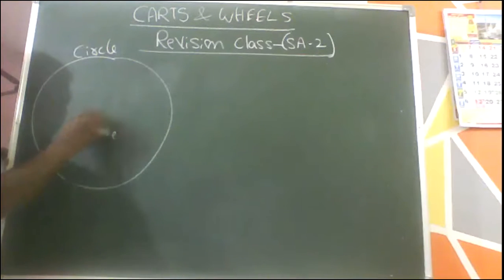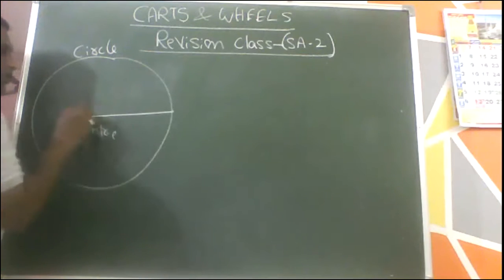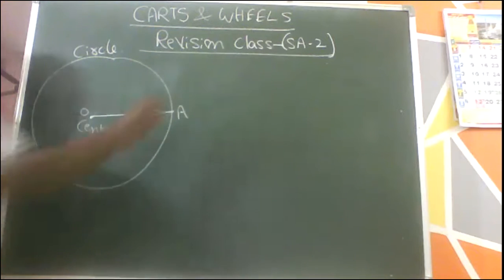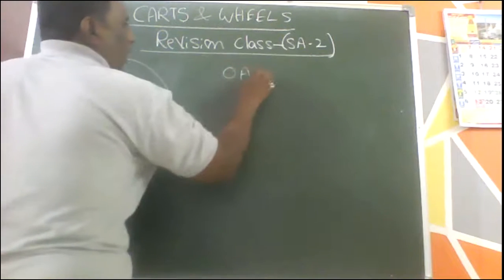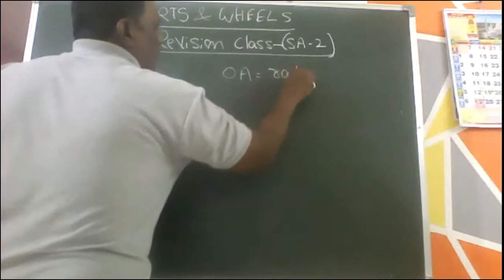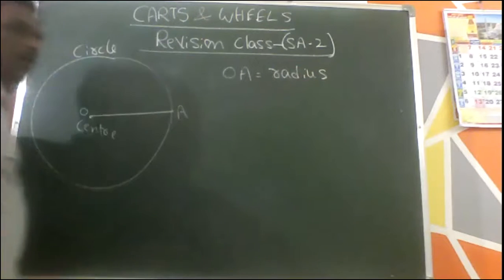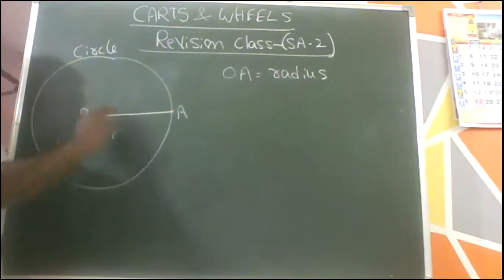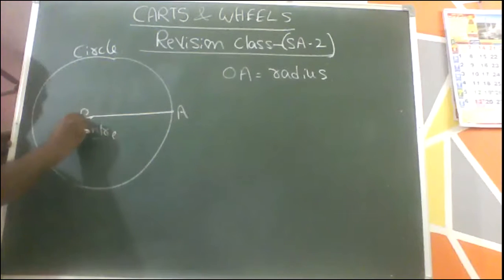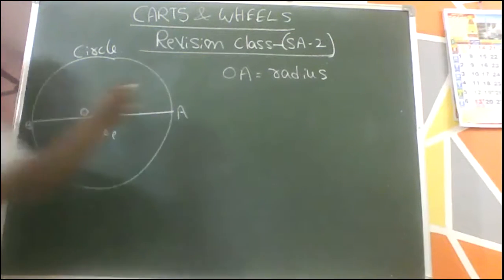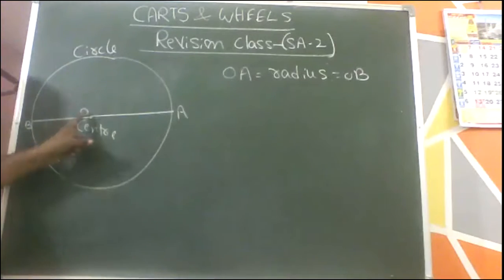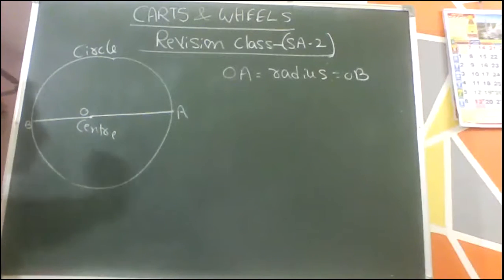The distance from the center to the circle: O is the center, A is a point on the circle. Then OA is called the radius of the circle. Mute yourself and just listen. OA is called the radius of the circle. If I extend here, OB is also called the radius of the circle. From the center to the circumference is called the radius.